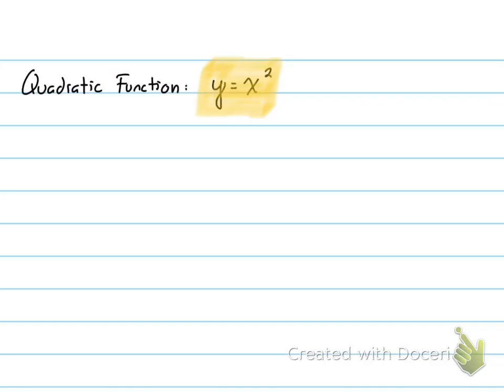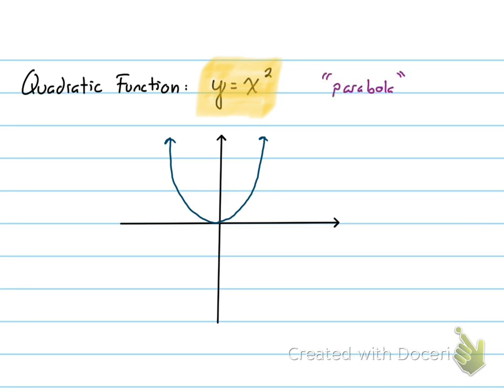So a quadratic function is anything with an x squared being the highest power. So y equals x squared is the most basic quadratic function that you could have. It's going to look something like this, and we call that U shape a parabola. Now, that bottom point there is the vertex.